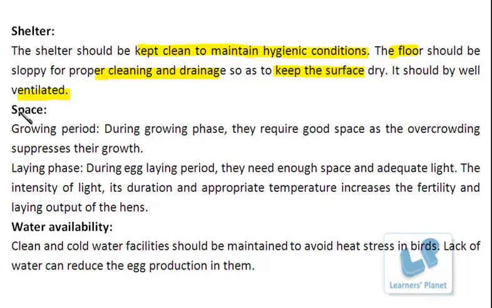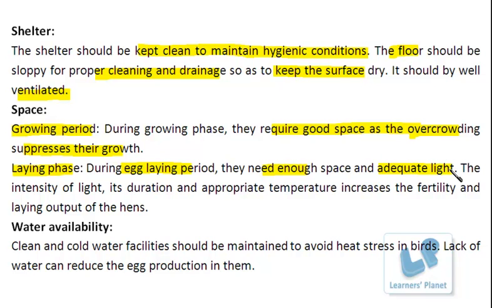After this, the next point is the space. So space requirement for the space varies in the growing period and in the laying phase. So during the growing phase, these organisms require good space, because if there is overcrowding, then the growth is going to be suppressed. And of course, so as to prevent this particular thing, enough space has to be maintained. Further, during the egg laying period, they need enough space, but less as compared to the growing space.